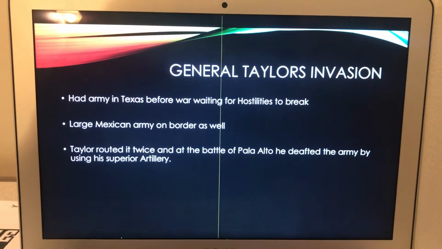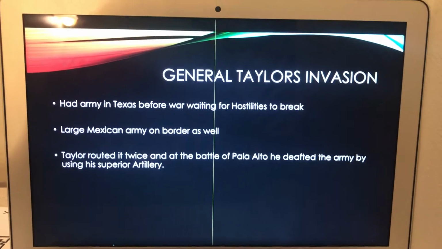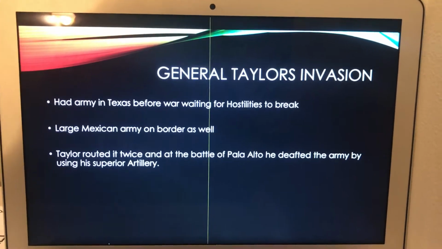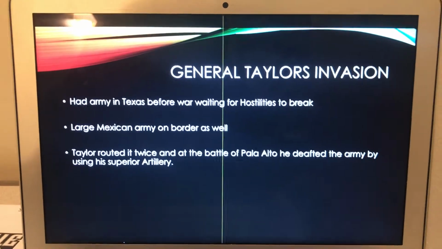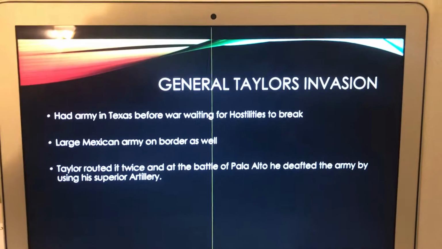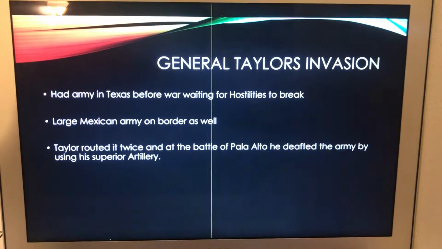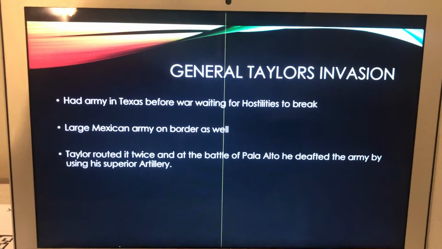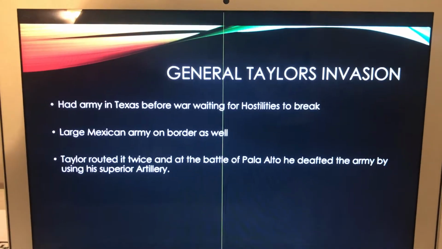This is where General Taylor's invasion comes in. Now, General Taylor's invasion was very unique. There's never been a point in history where an army was in another country's territory even before hostilities broke out. This means that the American army under General Taylor's control was already in Mexico when the United States decided to involve itself in a war with Mexico.